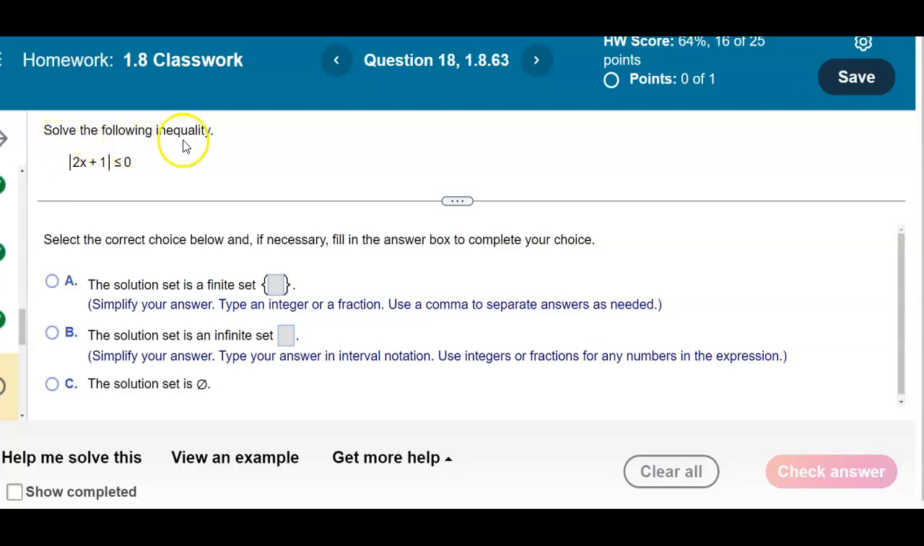Solve the following inequality. We have the absolute value of 2x plus 1, which is less than or equal to 0. So here is our absolute value inequality. We have the absolute value isolated on the left side, and then this is less than or equal to 0. Now in this case, this is a number that can neither be negative nor positive.